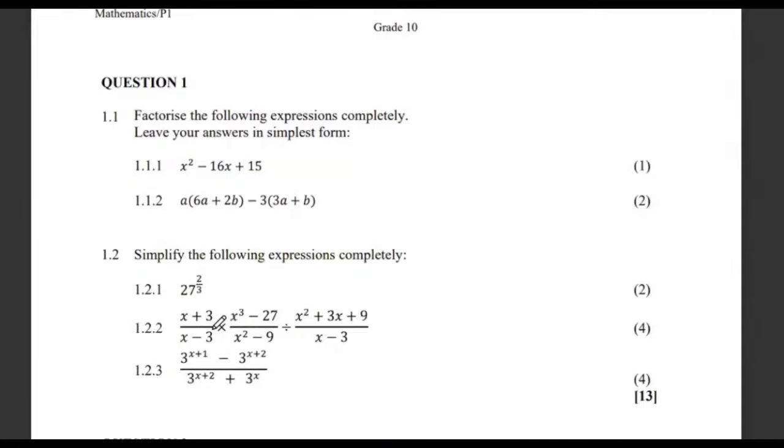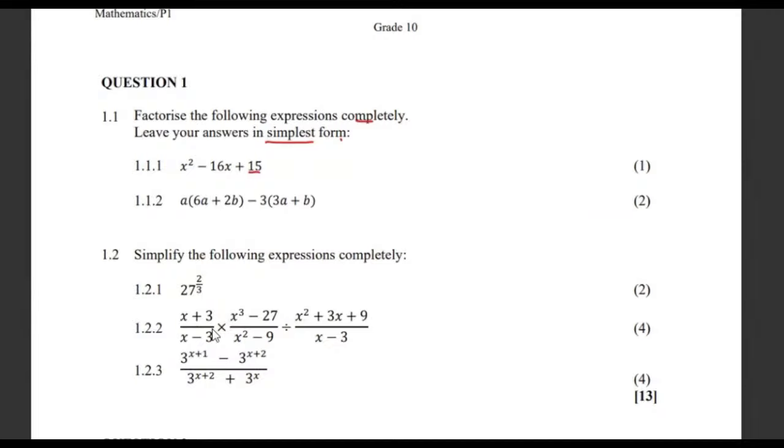Okay, so here we go with question number 1. They are telling us that we must factorize the following expressions completely. Okay, leave your answers in the simplest form. And so 1.1.1 is x squared minus 16x plus 15. So what type of method are we going to use? I mean the factorization method.